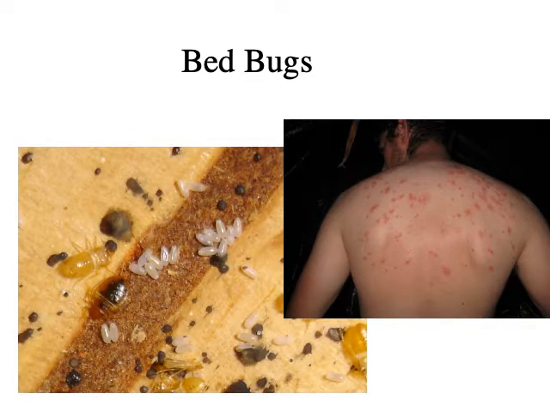Bedbugs are a mechanical vector that are kind of awful, actually. They live inside your furniture, and then they are nocturnal, so they come out at night and then they bite you. And the biggest complication from a bedbug is actually a staph infection. It's a bacterial infection from the bite wound. It's not like they have venom or anything like that, but they're pretty awful.